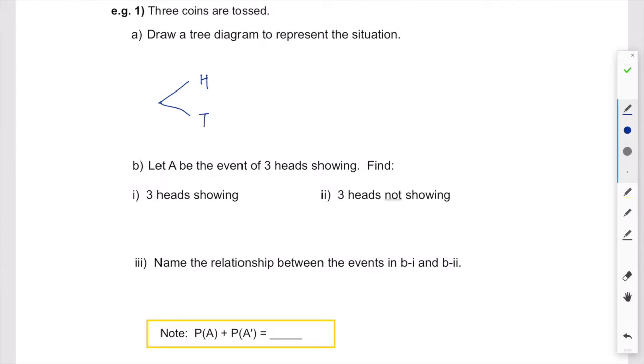And then now let's toss the second coin. If I got heads in my first coin, I can still get heads and tails in my second coin because they don't interfere with each other. Same thing with getting a tail in the first, I can still get either a head or a tail in the second coin. Now toss coin 3. I would expect the same thing.